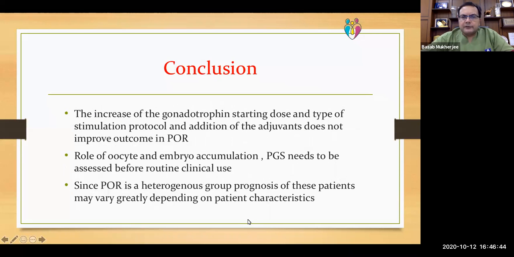Increasing the gonadotropin starting dose, the type of stimulation protocol, and addition of adjuvants at this point of time do not give a very improved outcome in poor ovarian reserve. There are a lot of studies coming out, and a lot of adjuvants claiming to have beneficial effects, but I think we need to watch the space, and with time there will definitely be some which have more beneficial effects than others. The role of oocyte and embryo accumulation and PGS needs to be assessed before routine clinical use. That is one aspect of pre-genetic screening, to find out that you're not putting in an aneuploid embryo.